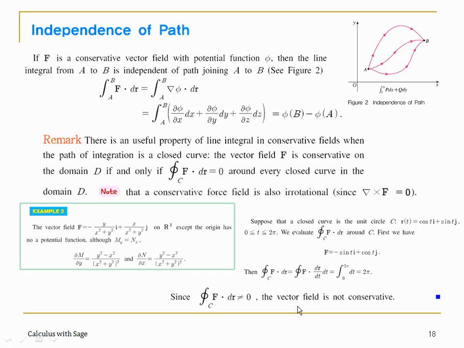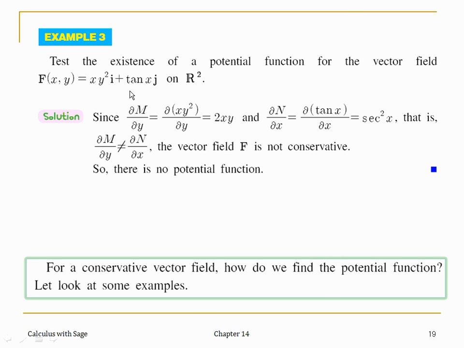So we can easily say this vector field is not conservative, instead of checking all the partial derivatives to test the existence of a potential function for the vector field. If it's conservative, then we have a potential function. So we just check the partial derivative of M with respect to y and the partial derivative of N with respect to x. They are not the same, so it's not conservative. Okay? So there's no potential function.